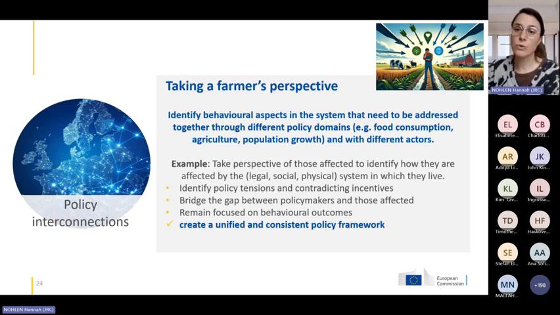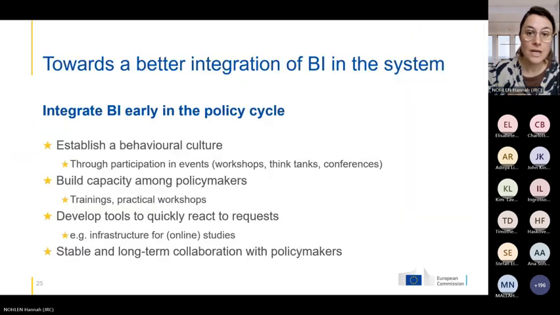So what we're really working toward is the idea that BI can be used to identify the aspects in the system that are behavioral and need to be addressed all together through different domains and with different actors, looking at connections and interactions between policies to change the system in which behavior manifests. This is where BI's impact would be most efficient, though examples of this are rare. If you have any, I'd be very happy to hear about them. A greater integration of BI in the policy system requires BI to be integrated early in the policy cycle. And as seen with the BI for EU project, this is really difficult to achieve.